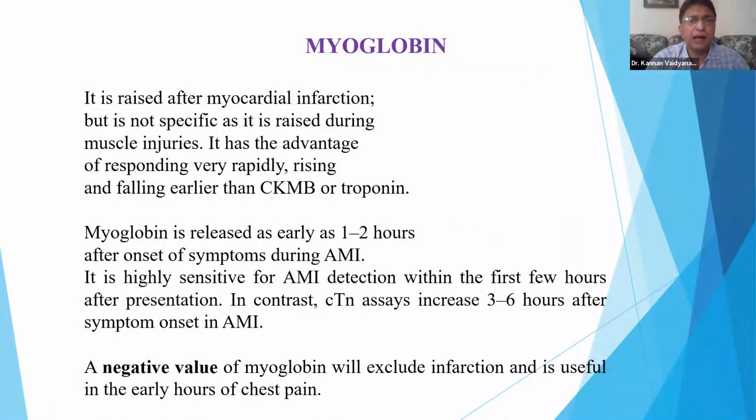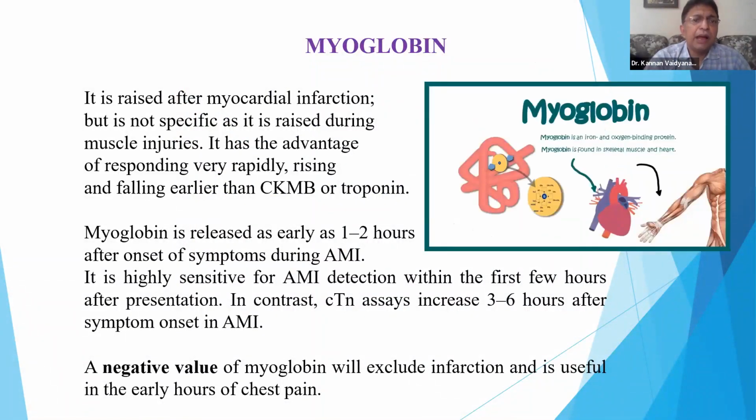Now, coming to the next marker, this is myoglobin. Myoglobin is raised after myocardial infarction, but the problem is that it is not specific, as it is also raised following other muscular injuries. It has the advantage of responding very rapidly, rising and falling even earlier than CK-MB or troponin. Myoglobin is released as early as 1 to 2 hours after the onset of symptoms following acute myocardial infarction, and that probably is the major advantage of myoglobin.